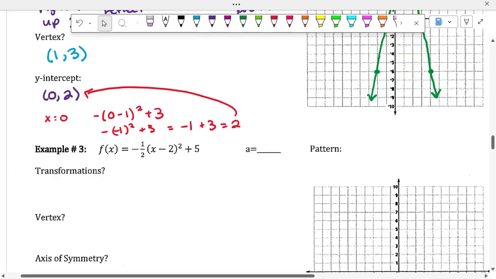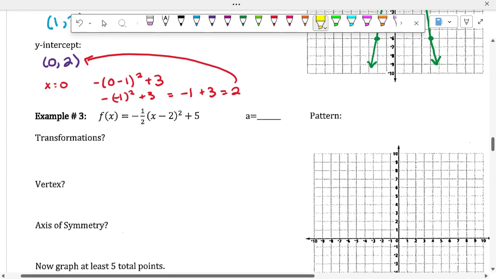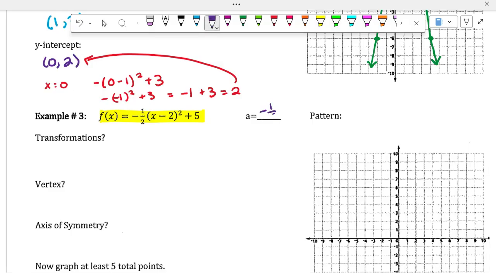All right, let's try one more of these graphing wise. So first off, we're looking at this equation. What's my A value? -1/2. So that means my pattern is if I run x, I rise -1/2 x squared.